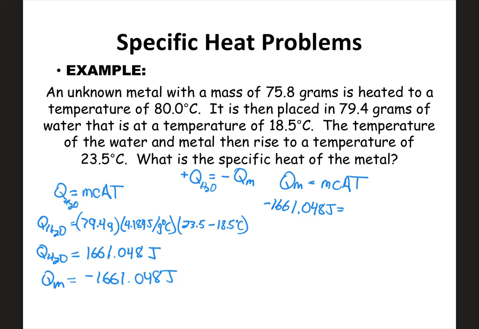Now you got to be careful here. This is where your organization is important. You have to make sure you're realizing you're dealing with the metal side now. So you need to pick out the numbers relating to the metal. Well, it told me that there was 75.8 grams. Grams are the units I want. C for the metal, that's what I'm solving for. I'm solving for the specific heat of the metal. And then delta T of the metal, final minus initial.